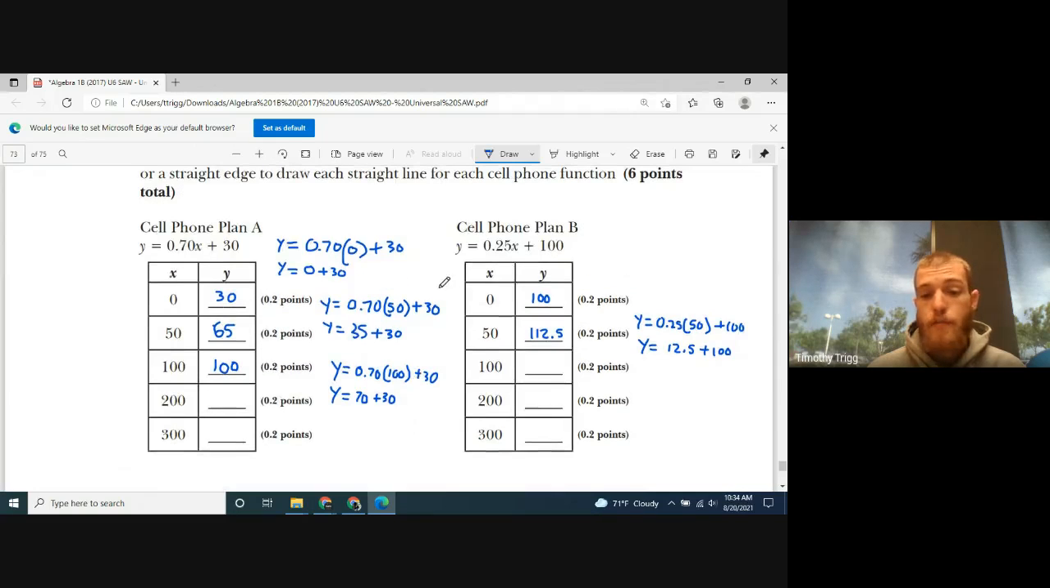You could see that if you talked for 0 minutes, would you rather be with cell phone plan B or cell phone plan A? Well, if you talk for 0 minutes, cell phone plan A would only cost $30, whereas cell phone plan B would cost $100. You see the difference there. If you talk for 50 minutes, you could see the difference in the prices there, right? But go ahead and finish the rest of these charts, just like how we did with these examples.